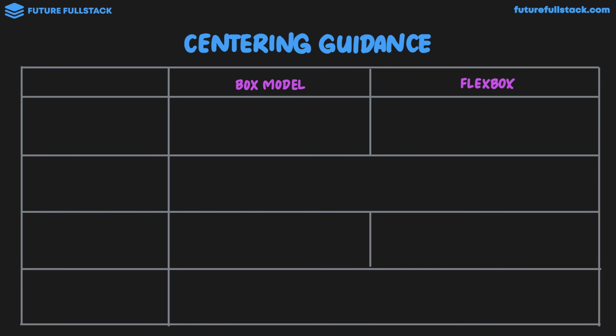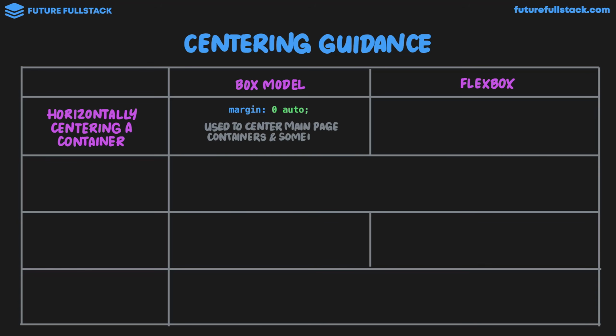We'll first start with horizontally centering a container. This is when we're actually centering the child container horizontally within the parent container. With box model properties, we achieve that by applying a margin of 0 top and bottom and auto left and right, which centers the child container inside the parent container. This method is used to center main page containers and sometimes regular content containers.